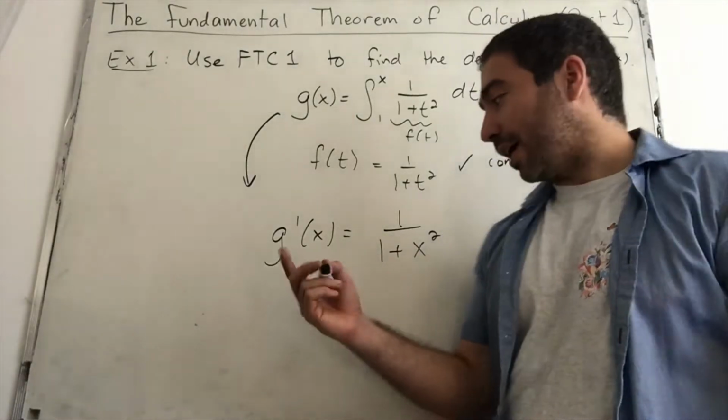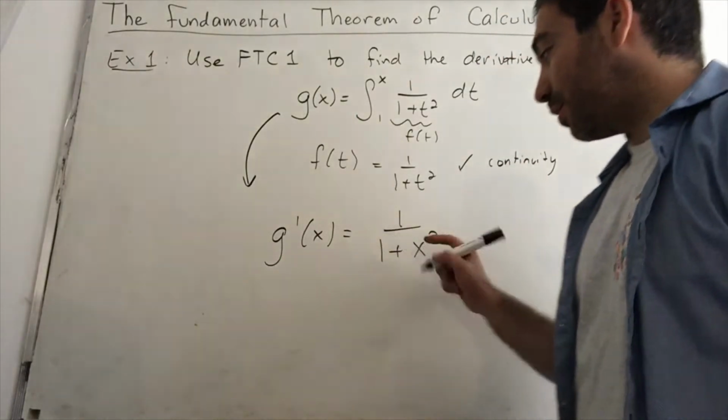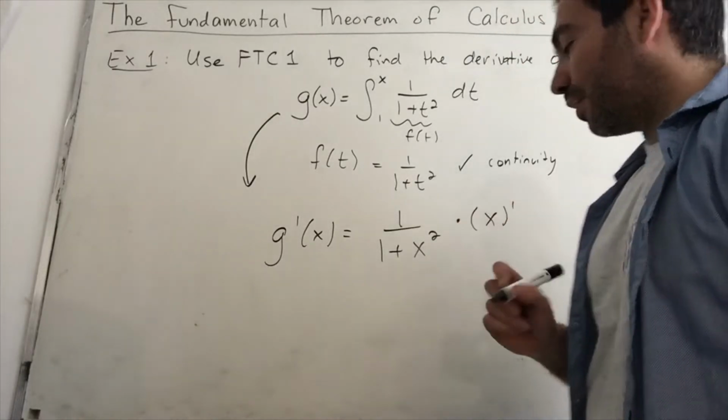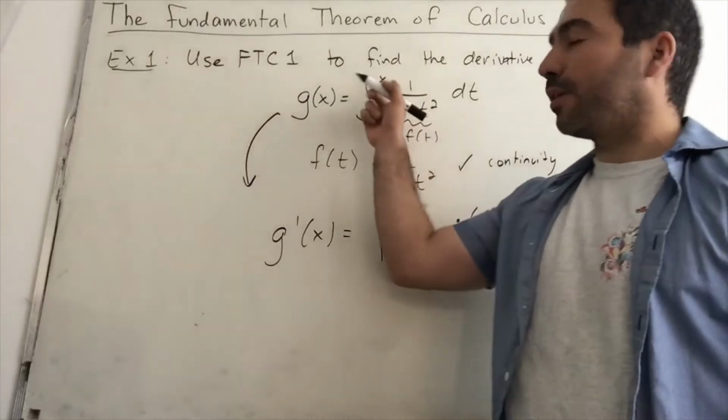The other thing that I didn't mention here, but we're also doing, is substituting this with x, but you're also multiplying by the derivative of the upper bound of the function that's given.